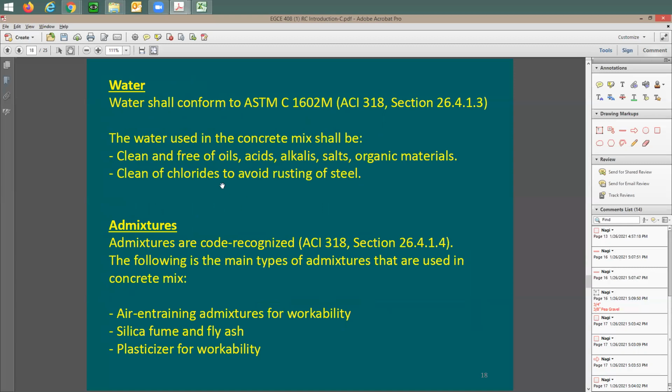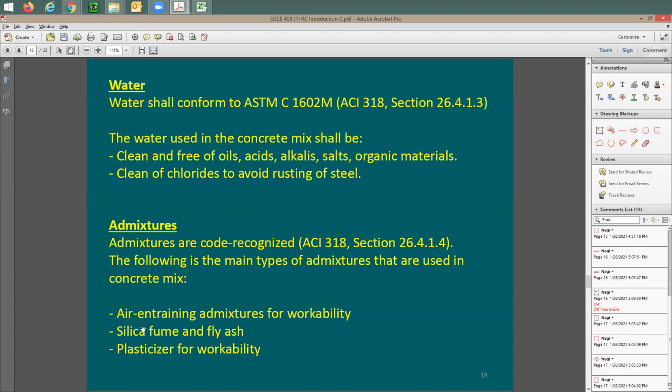But the code says it needs to be free of oils, any oils, metallic oils or organic oils. You cannot have any oils, acids, any organic materials. It needs to be clear of chlorides. Why? Because of steel. So you understand that. Also, you have these admixtures, which are additives to the concrete. Why do you add them? You add them because you'd like to enhance the performance of the concrete during casting the concrete, which means during the construction process, and after.